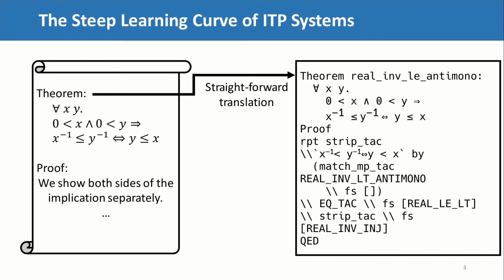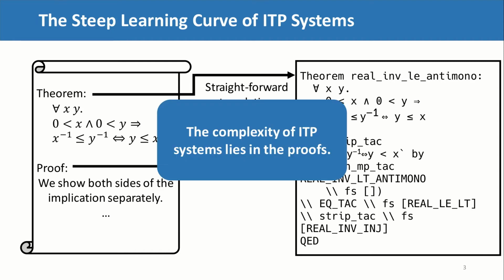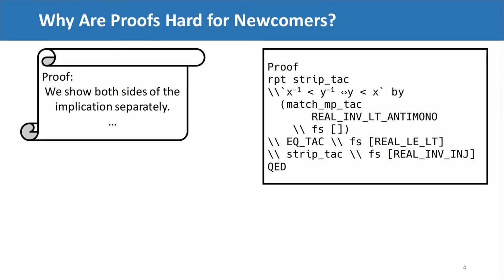So the main difficulty in proving this theorem actually lies in performing the proof itself. So the complexity in picking up a new ITP system also lies in these proofs. Why is this the case? Why are these proofs hard to perform? Let's look a bit closer.